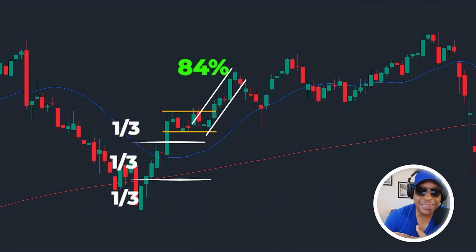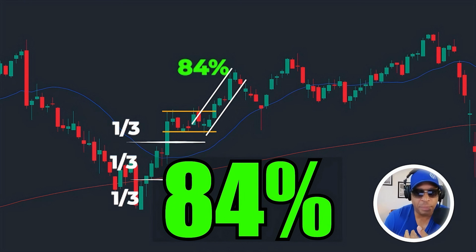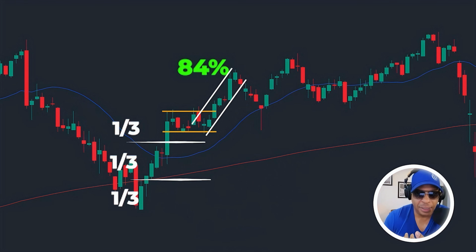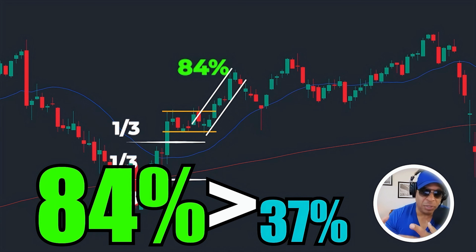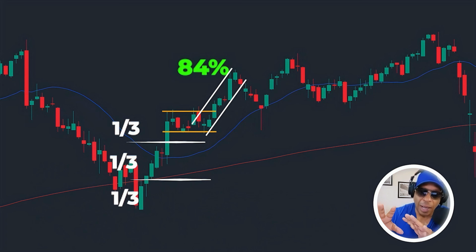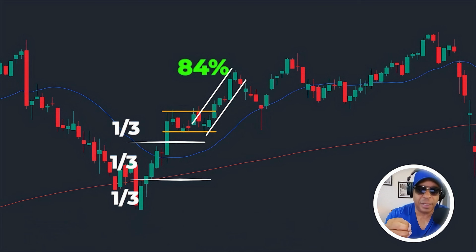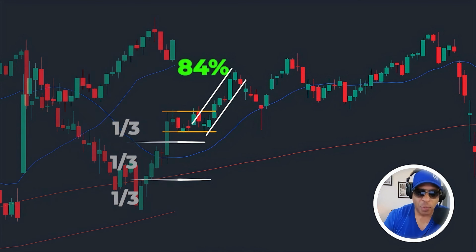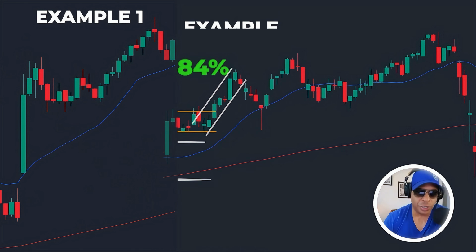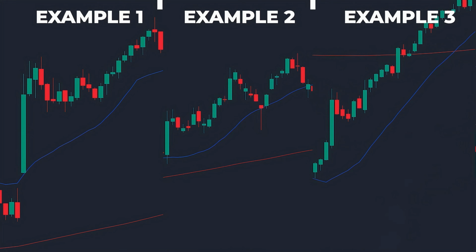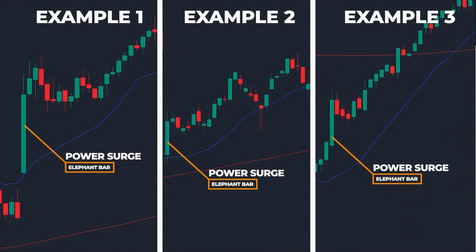37%. This is something with an 84% probability. This takes that 37% and blows it out of the water. And so I want you to understand that 84% is extraordinarily powerful. This is the type of thing that you can get very wealthy on if you can identify these things properly. So we're looking for a power surge, and every surge must and will reach a point where it needs to rest. It needs to catch its breath.